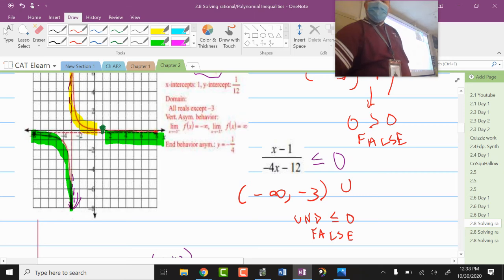One. What do we put on 1? It's because when I plug in 1, I get 0, and that is true. Keep going.